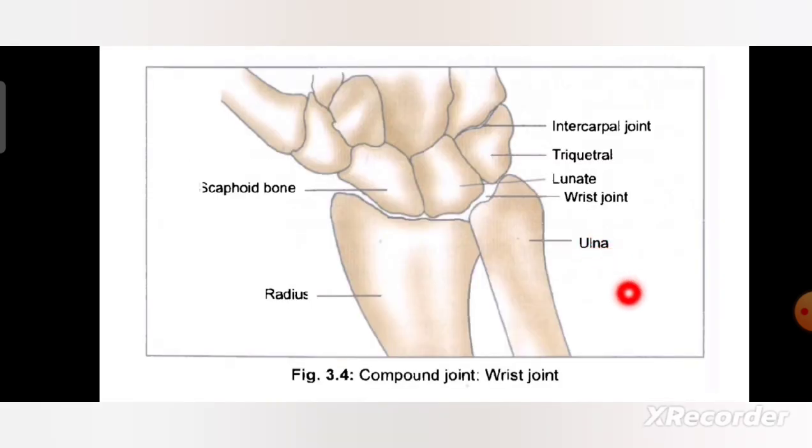This figure represents the wrist joint, in which these are the carpals present in the hand, and between the carpals there is a plane synovial joint.